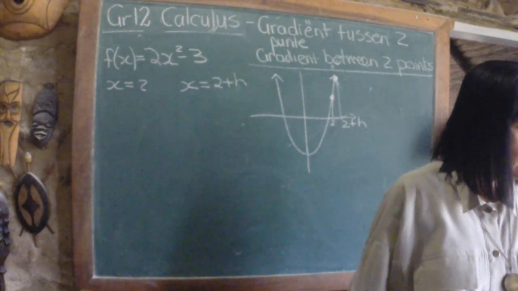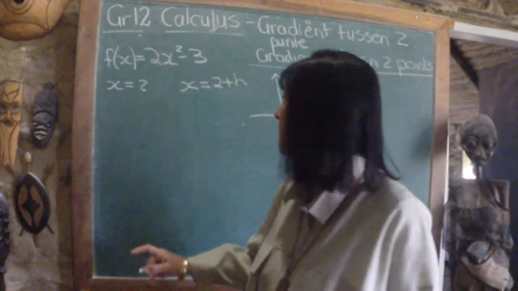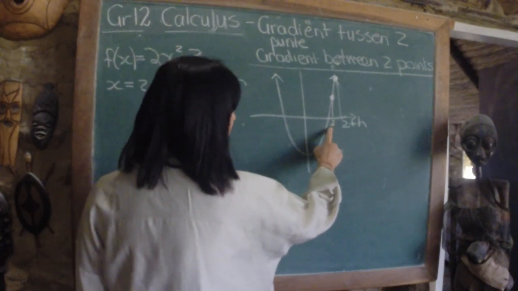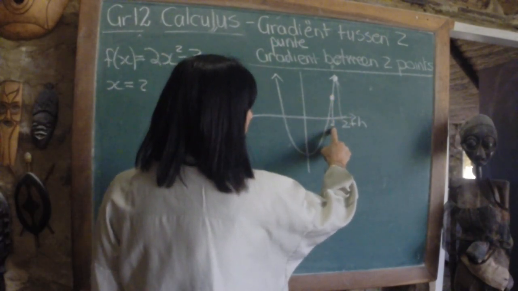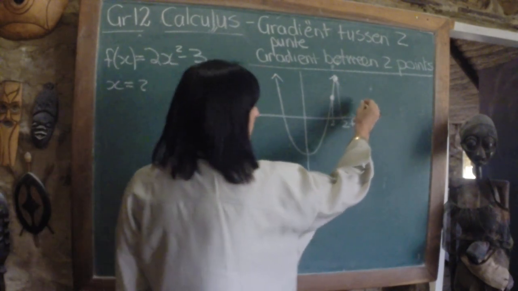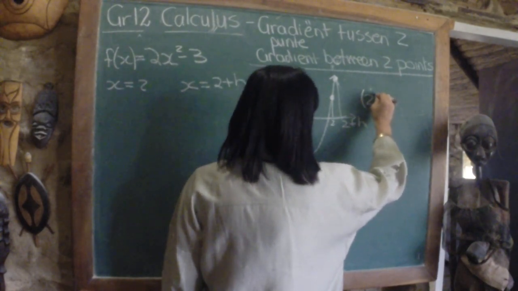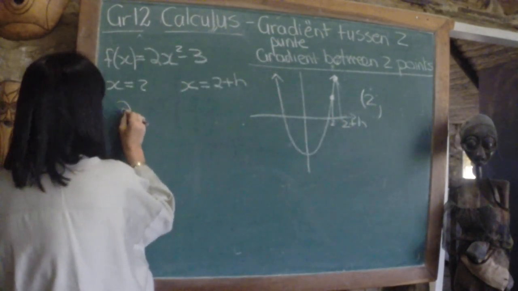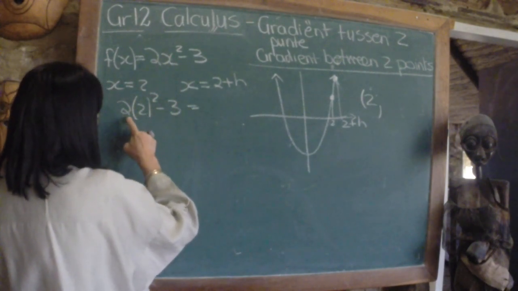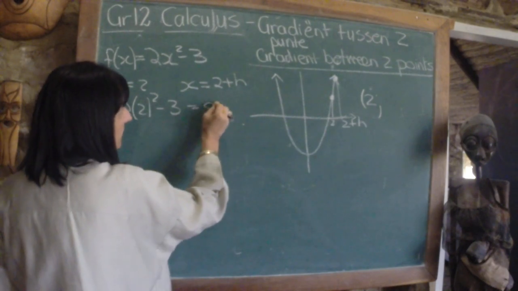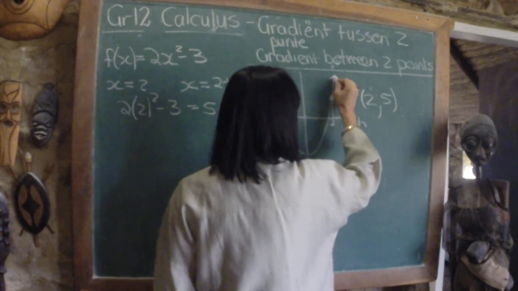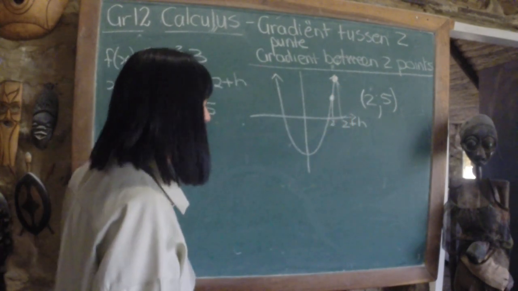So kom ons gaan gou kyk. We've got the name of the function, so we can simply get the coordinates of both this point and that point. So kom ons gaan kyk na die punt se koördinaat. As ek 2 binne in hierdie funksie gaan instel, dan kry ek 2 mal 4 is 8, minus 3 en is 5. So die y-waarde van daai koördinaat is 5.